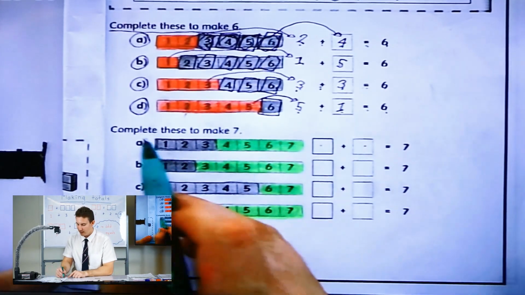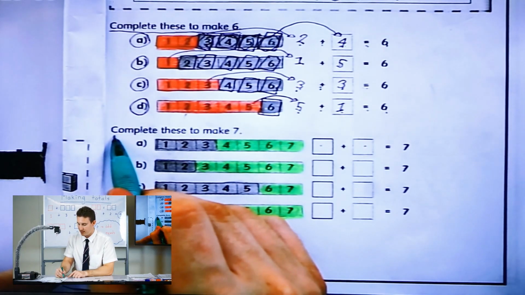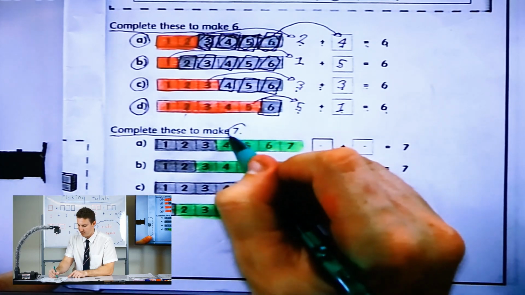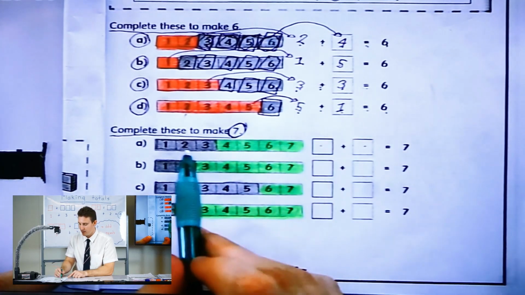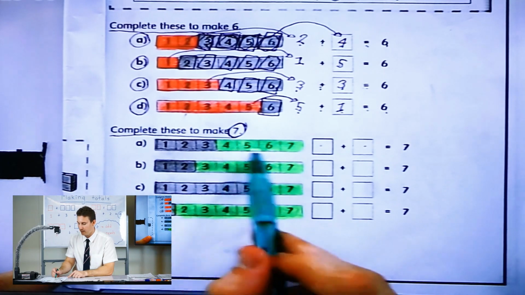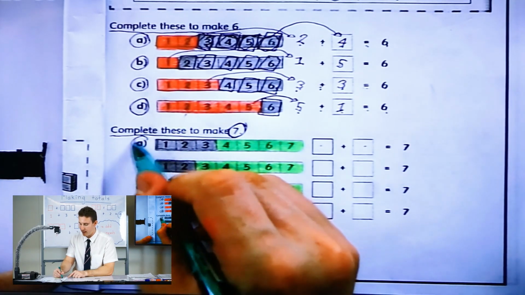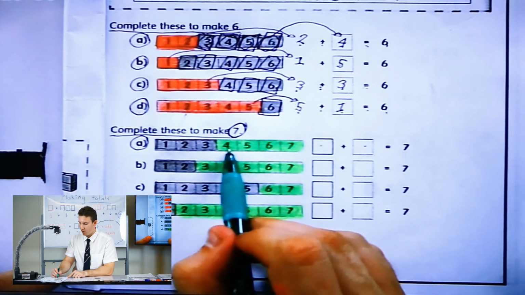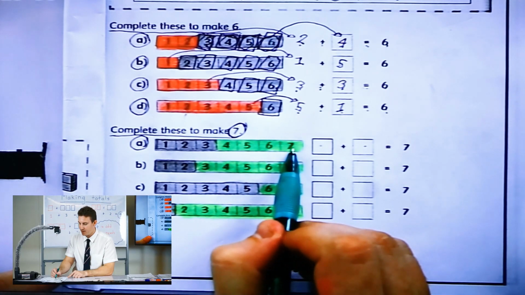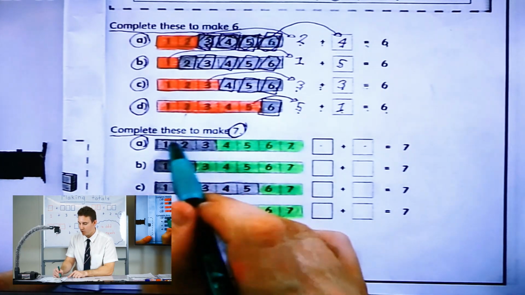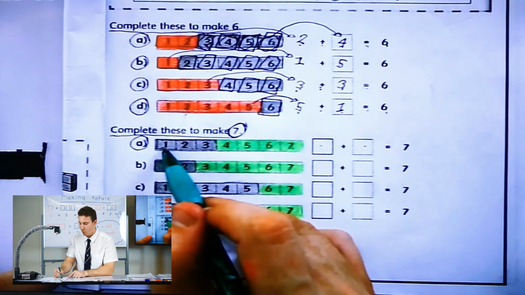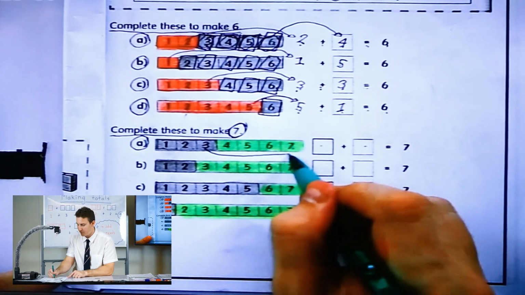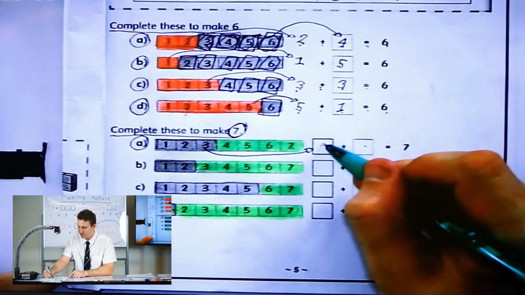Okay, now if you look at the next example, it says complete these to make 7 this time. And you have gray and green numbers. So example A, we have 1, 2, 3, 4, 5, 6, 7. And how many are gray? Can you count? 1, 2, 3. So we're going to move the gray numbers to the first box, 3.